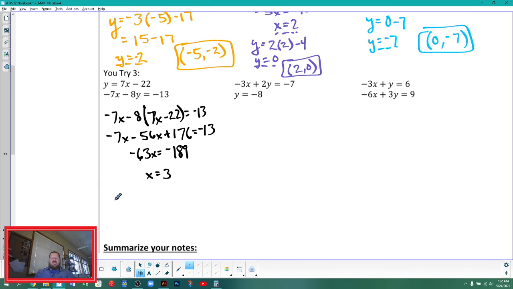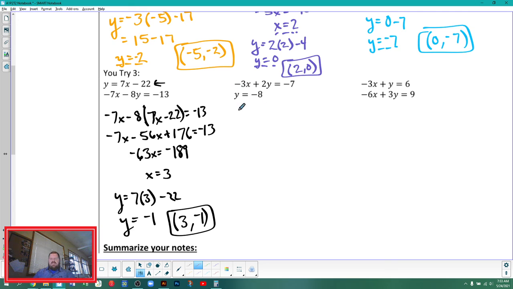Okay, sorry about that. Then we get y equals 7 times 3. So again, I'm using this top equation. 7 times 3 minus 22. And my pen's going to choose now to lag out. That's going to be 21 minus 22, which is going to be negative 1. So I get (3, negative 1). Thankfully, after kind of a tough one, they give us an easy one.